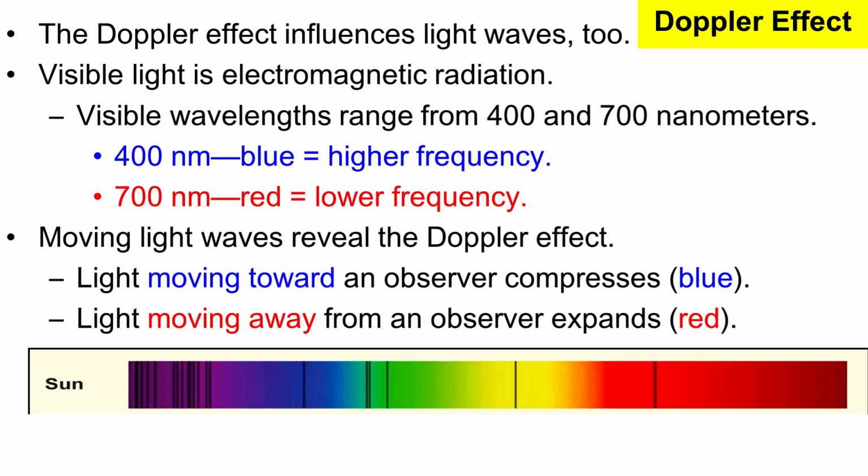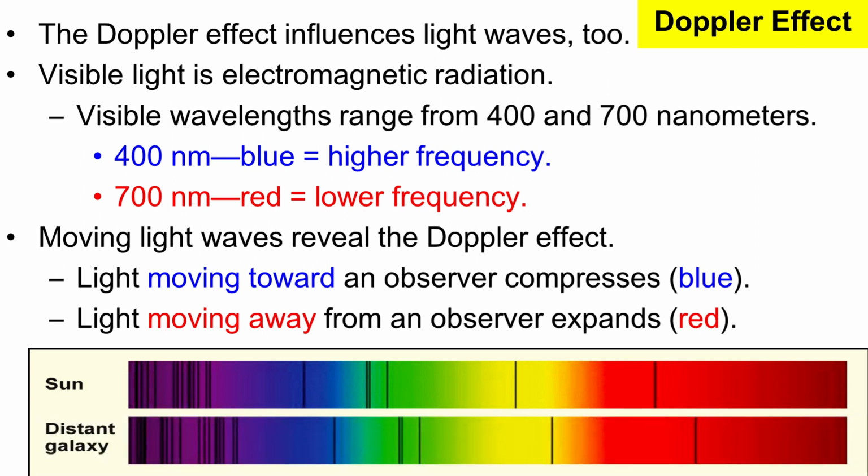Now, we look at the distant galaxy spectrum. So moving light waves reveal the Doppler effect. Light moving towards an observer compresses. Light moving away from an observer expands.